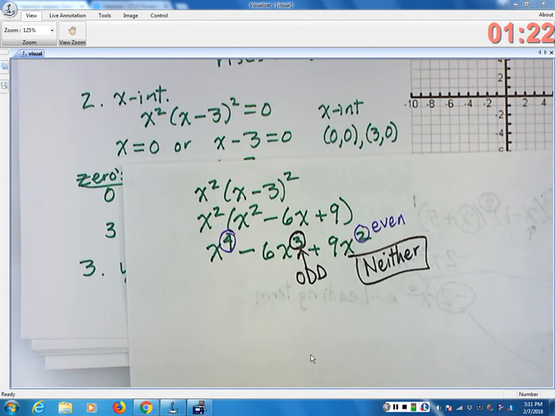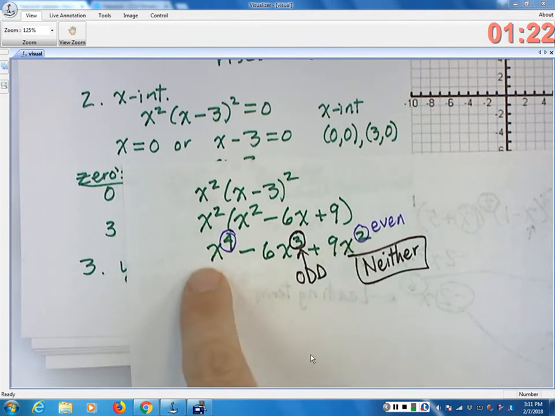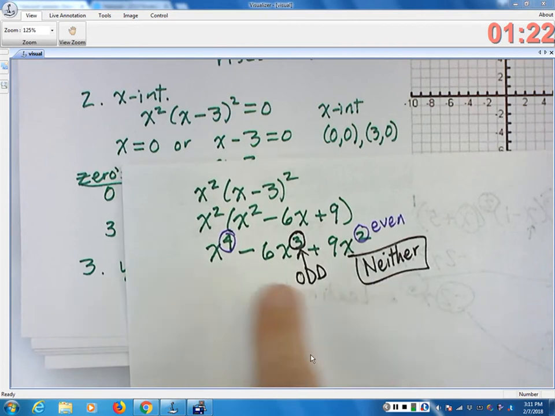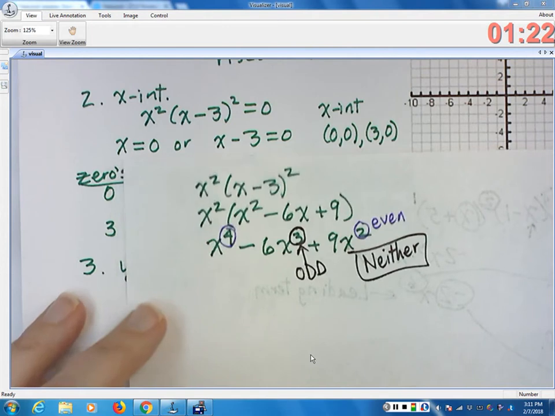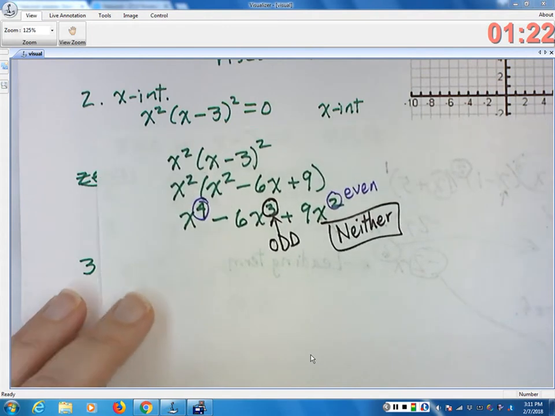In this part, I don't make you do f of negative x and negative f of x for symmetry. Look, if a function has all even exponents, it's going to be even. If it has all odd, it's going to be odd. But if it has both, it's going to be neither. That's the shortcut.